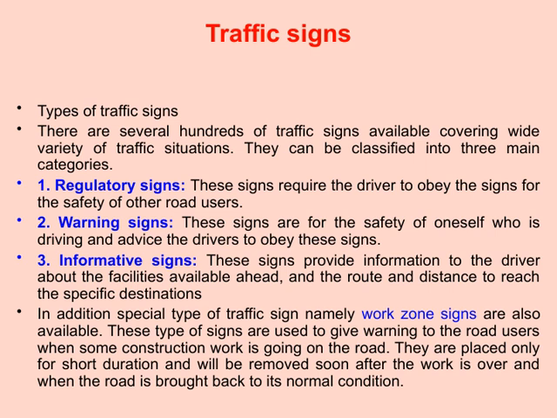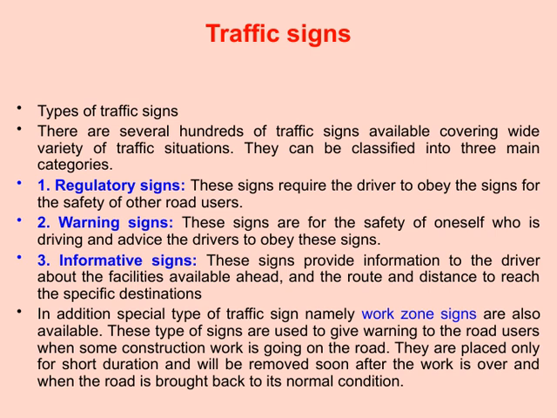Next, there are warning signs. These signs are primarily for the safety of the driver themselves. They alert drivers to potential hazards ahead, such as sharp turns, pedestrian crossings, or slippery roads. It's important to heed these warnings to avoid dangerous situations. Then we have informative signs. These provide useful information about the road ahead. They might tell you about facilities like gas stations, hospitals, or parking areas, or give details about the route, such as distances to destinations. Recognizing these signs helps drivers plan their journey better.